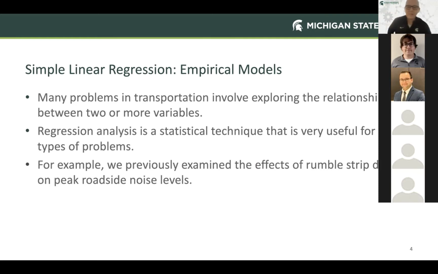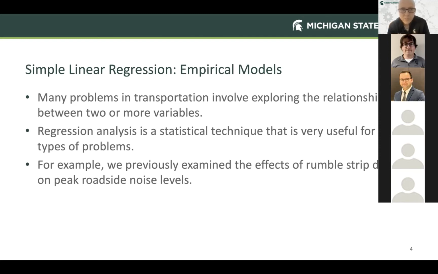And so as an example, over the last few lectures, when we worked through ANOVA, we were ultimately interested in determining whether the depth of milled rumble strips had significant impacts on peak roadside noise levels. And so the way we had investigated that question up to this point was that we took the depths of those rumble strips, we basically aggregated similar depths into groups based upon the ranges at which those rumble strips were milled. And then we tried to assess whether there were differences in terms of the noise levels that were generated at the sites that were classified within each of those groups.